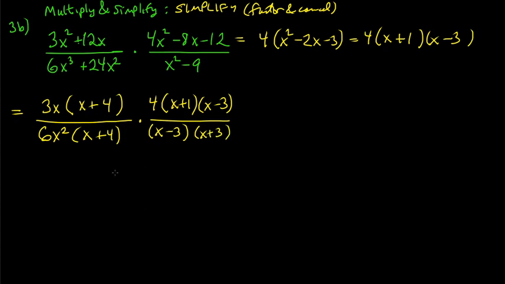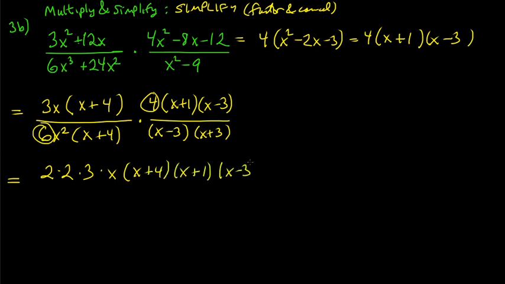Okay, so I think we're factored completely, more or less. We'll still do the 6 and the 4, right? So 4, of course, is 2 times 2, and then times 3, times x plus 4, times x plus 1, times x minus 3. Okay, so that's the whole numerator now.